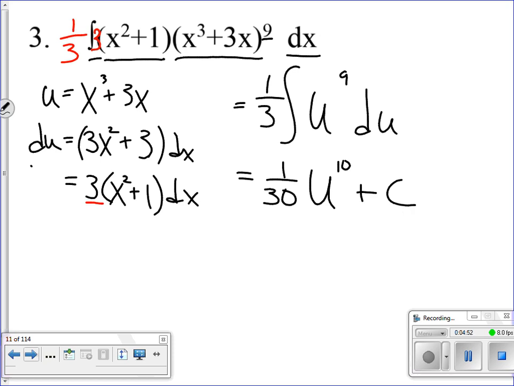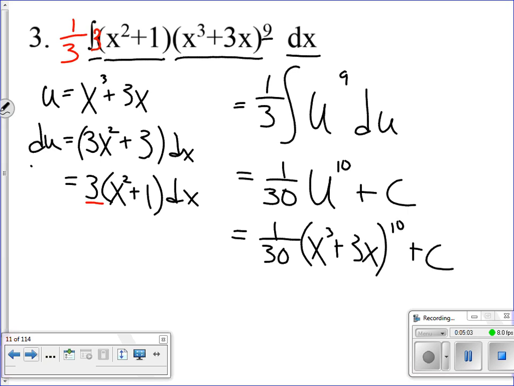Now we can switch it back to x's after you take the antiderivative. U is x cubed plus 3x. That is the answer for 3.